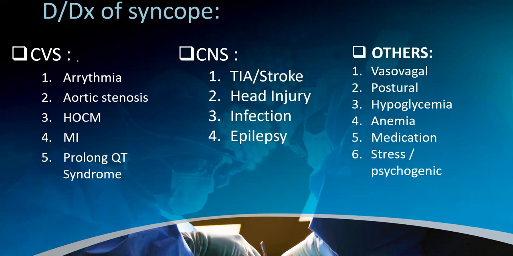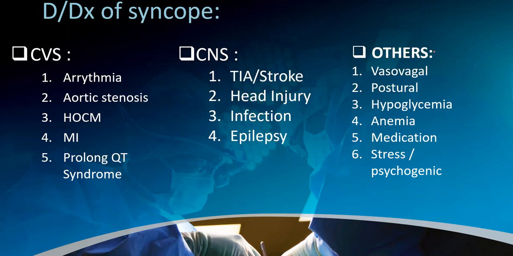If you divide syncope, differential will fall under CVS, CNS, and others. For the CVS, we have arrhythmia, aortic stenosis, HOCM, myocardial infarction, and prolonged QT syndrome. For CNS, always keep these things in your mind: trauma, tumor, infection, TIA or a stroke, and lastly, epilepsy.